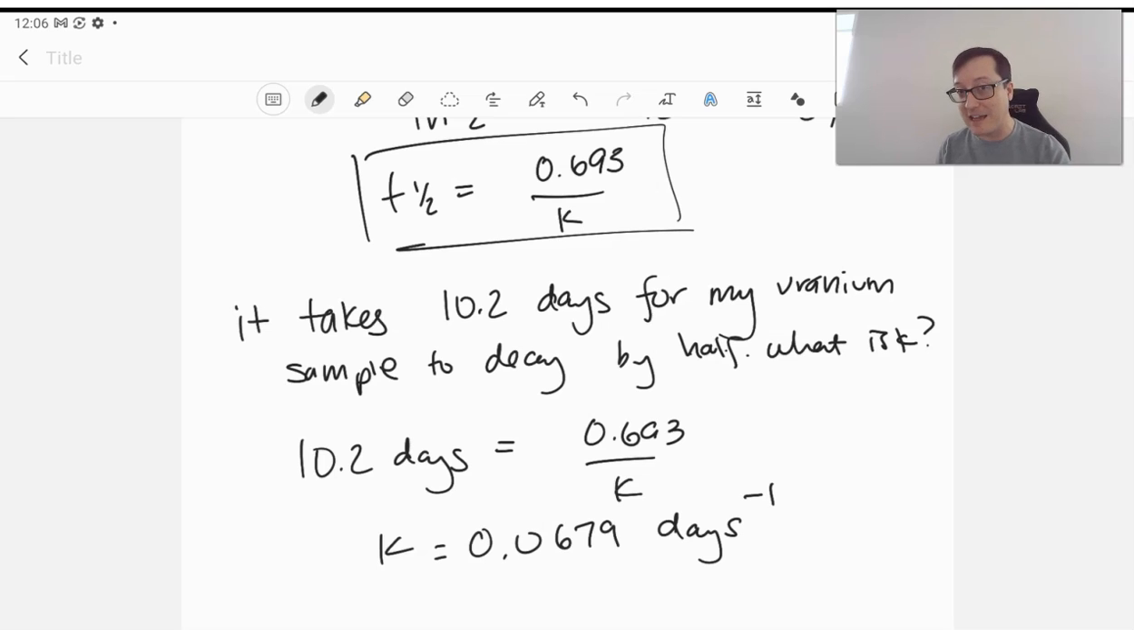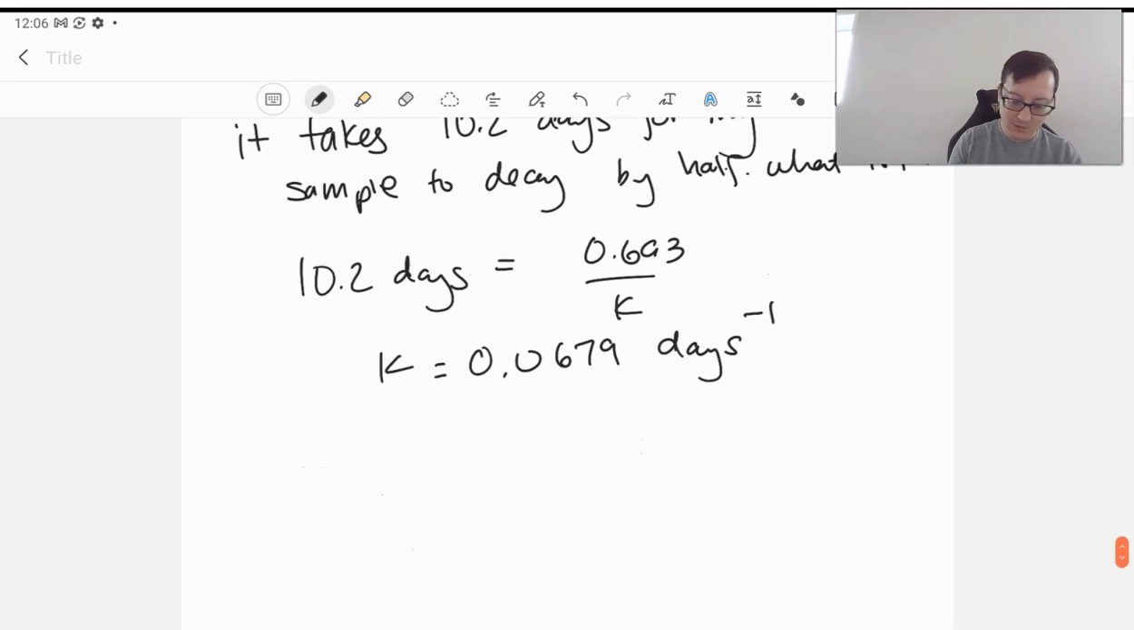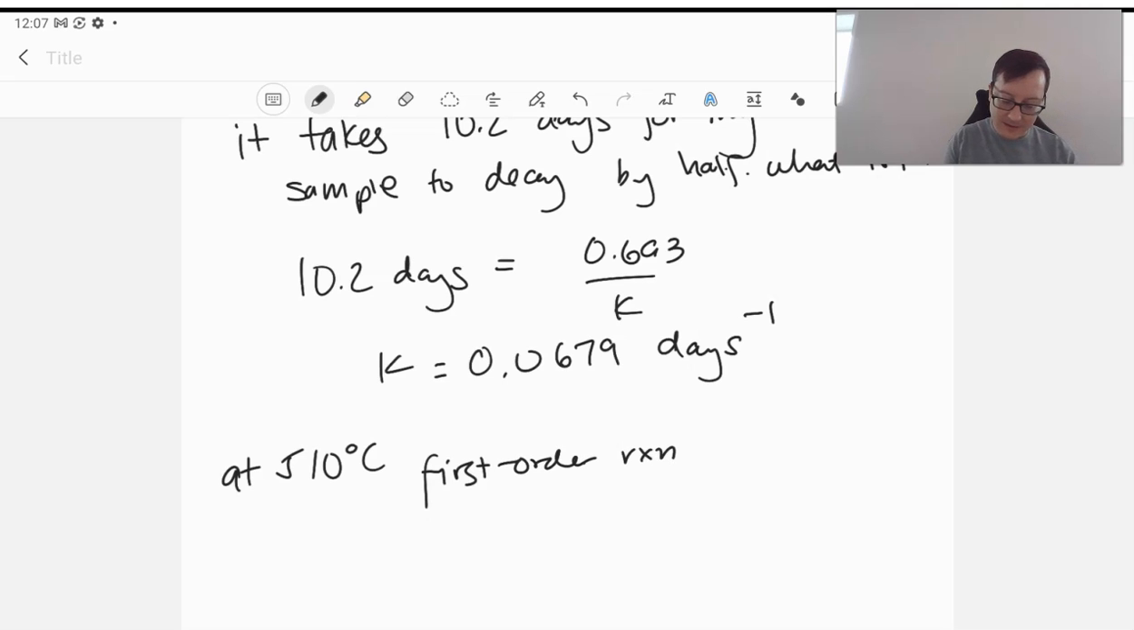So our unit is a little bit different here. We could convert that to inverse seconds if we really wanted to, but it's just showing you what you can do with this equation. We could also take a rate constant that we know and see what the half-life is going to be. For example, at 510 degrees Celsius, our first-order reaction, that's important here, if k is 6.8 times 10 to the negative 4 inverse seconds, what's the half-life?